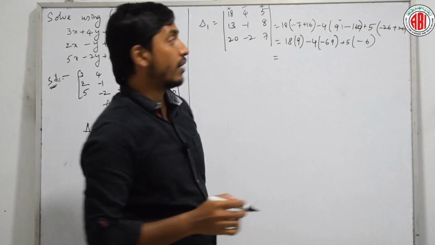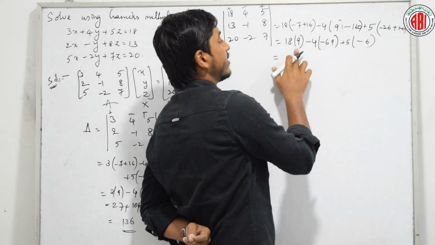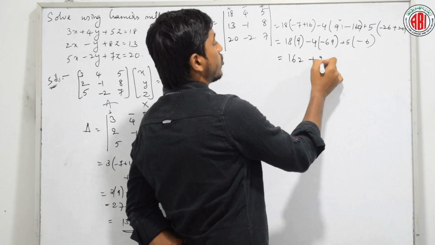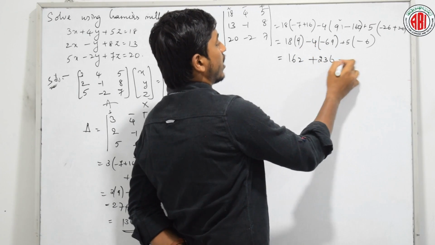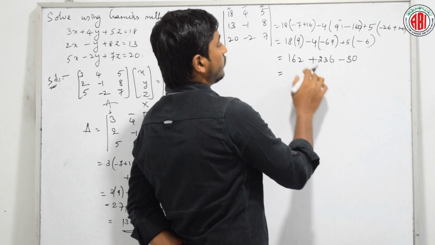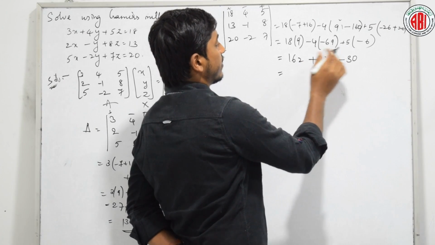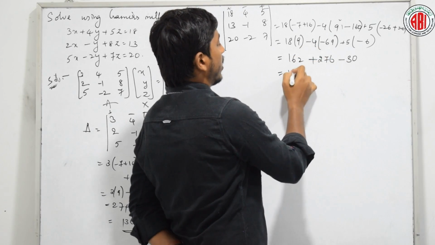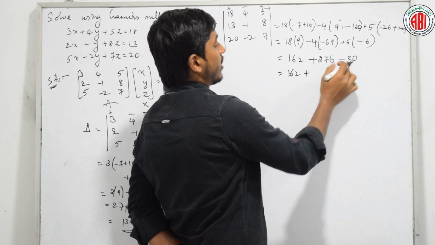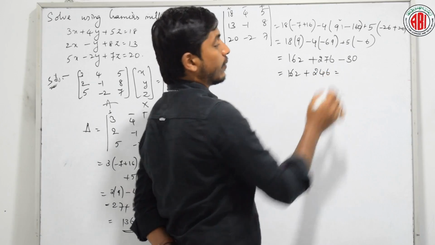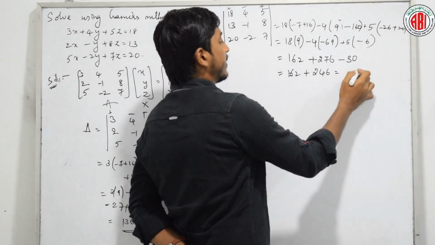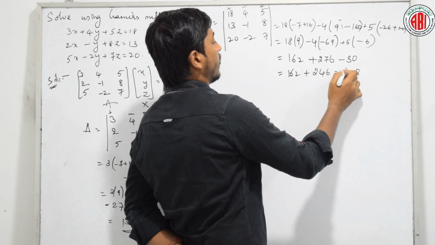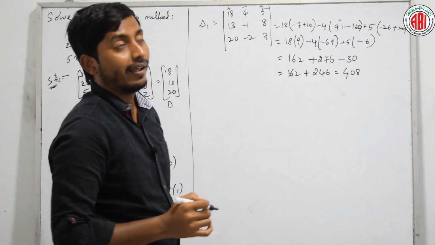Is it clear? Now tell me, what is 18 9s? 18 10s is 180, 18 9s is 162. 69 into 4 is 276, minus 30. Is it right? This is 276. Now see here, 162 plus 276 minus 30 is 408. Is it fine? This is my delta 1.